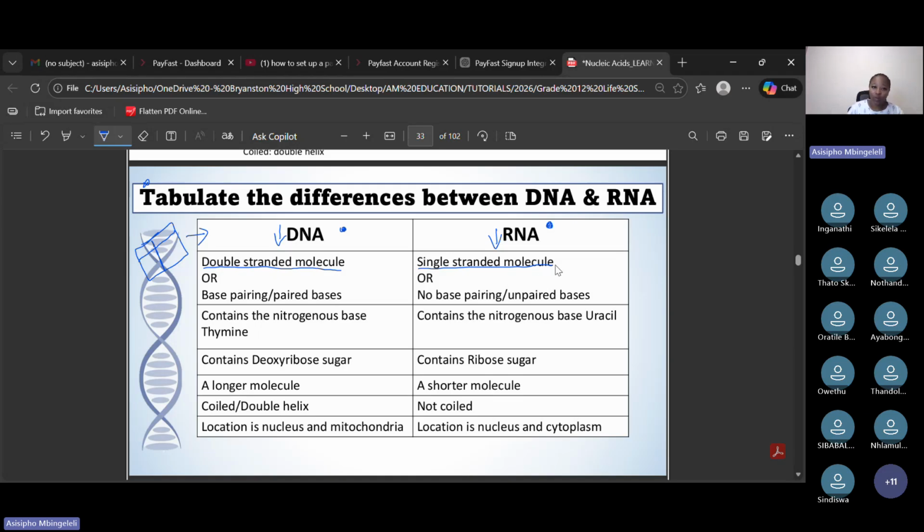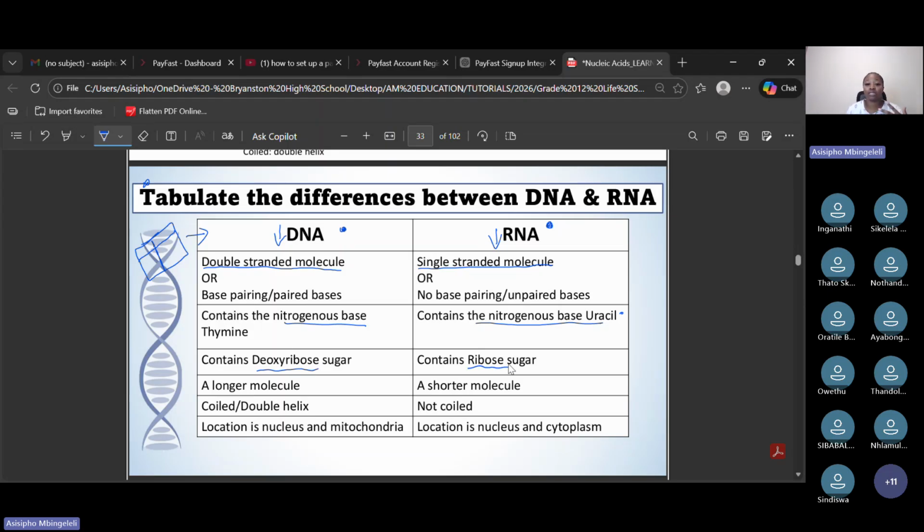Then in DNA, there's also pairing of bases. In RNA, no pairing of bases. DNA contains nitrogenous base thymine. RNA contains nitrogenous base uracil. Check how we wrote the whole sentence. You can't just say in DNA, you write thymine. In RNA, you write uracil. What about them? We're not going to give you a mark for it. Then for the sugar, we can also compare the sugar. DNA contains deoxyribose sugar and RNA contains ribose sugar.